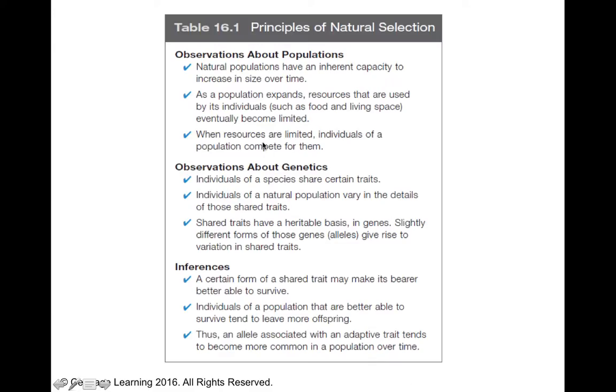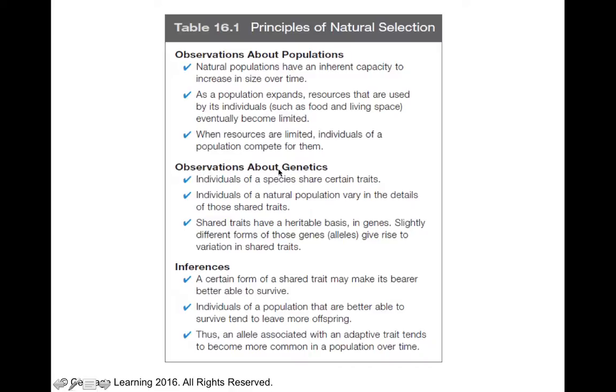So here's your principles of natural selection. Observations. What can we see? We can see that natural populations have a capacity to increase in size over time. Animals have babies. Yep, check. As a population expands, resources that are used by its individuals, like food and living space, eventually become limited. Check. When resources are limited, the individuals compete.